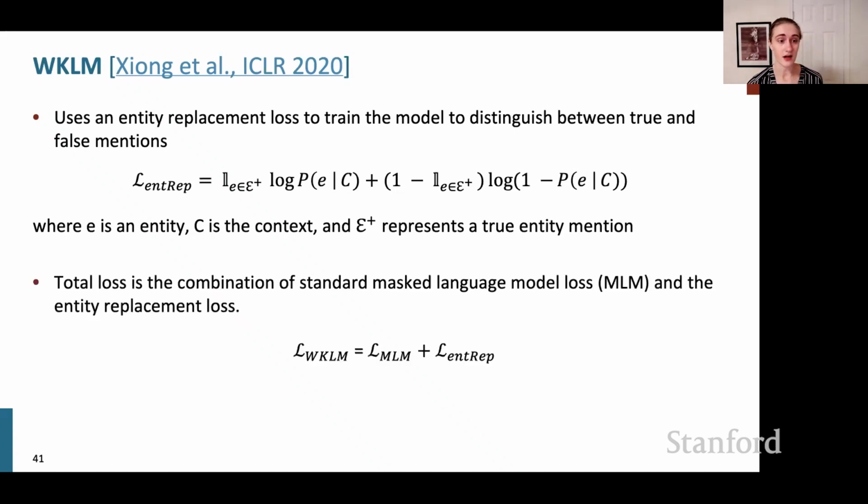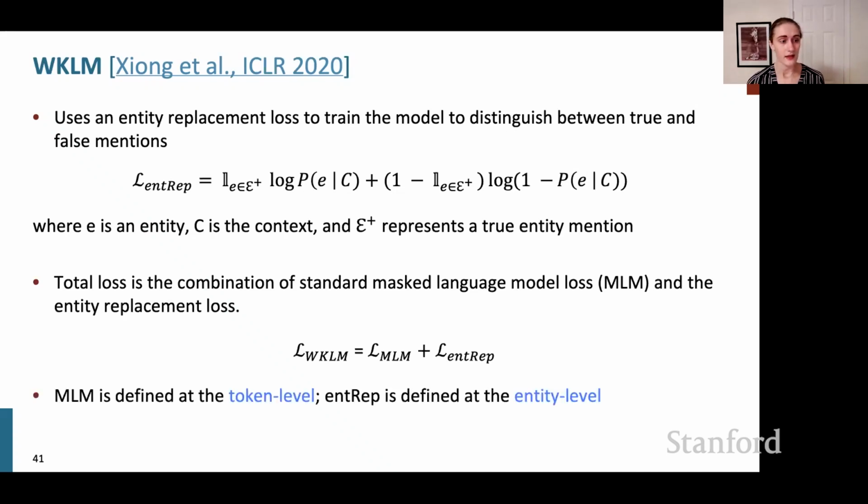The total loss is then just a combination of the masked language model loss and this entity replacement loss. The masked language model loss is defined at the token level, and the entity replacement loss is defined at the entity level, meaning it's not just over subwords, it's even potentially over words if you have multi-word entities, phrases, for instance. And this is an important theme that we really see occurring throughout these works that we'll look at, in that modifying the data at the entity level seems to be an important component of actually increasing the amount of knowledge that a language model can encode.